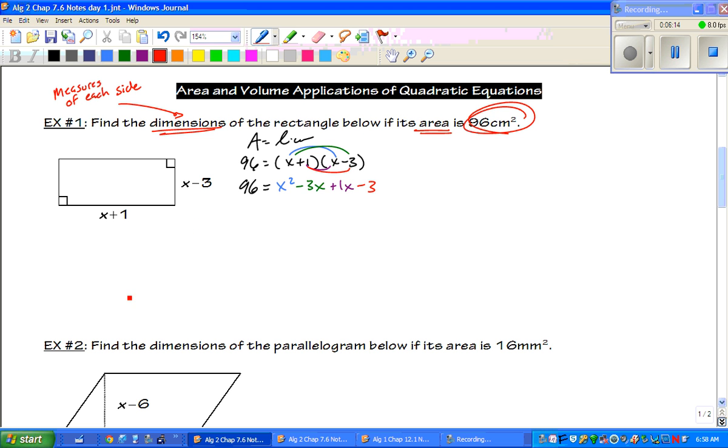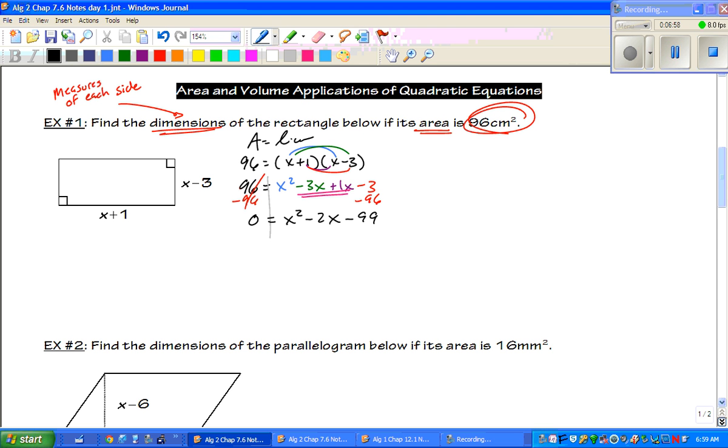So I'm going to do two things at once here. Now, we can't start factoring this because it's not set equal to 0. And if we were to factor, we would just go right back there. So what we have to do is combine our like terms and get the 96 to the other side. So I'm going to subtract the 96, but we're also going to combine our like terms right there. So now we're going to get 0 equals x squared minus 2x minus 99.